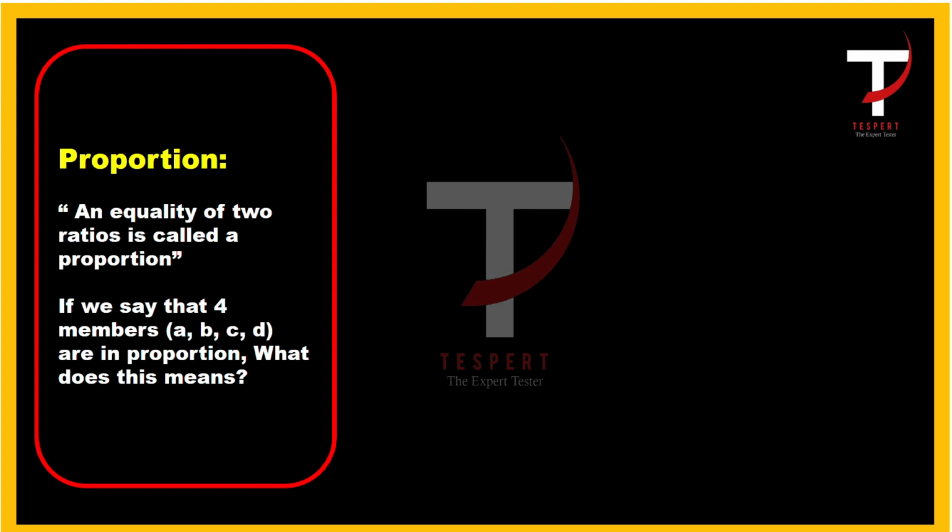Proportion. So till now we discussed the meaning of ratio and we solved some basic questions as far as ratios are concerned. So what is meant by proportion? Proportion means equalizing two ratios. So if I say A is to B and C is to D are equal, this is the meaning of proportion.